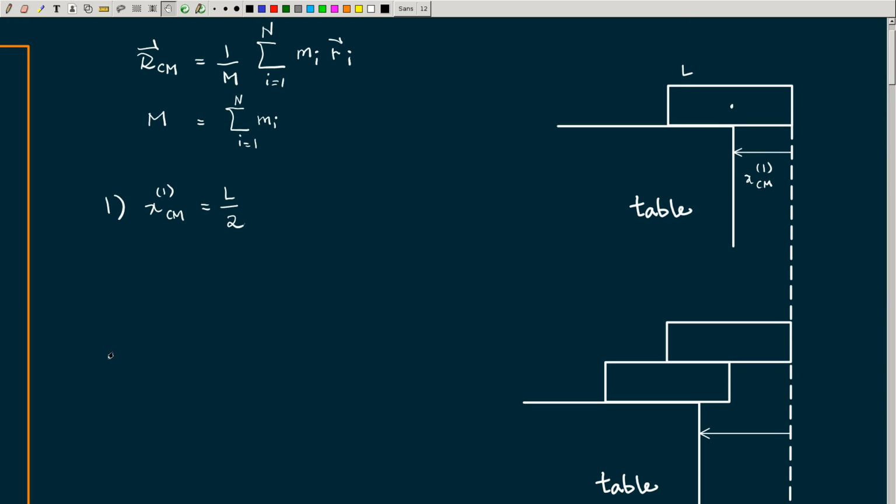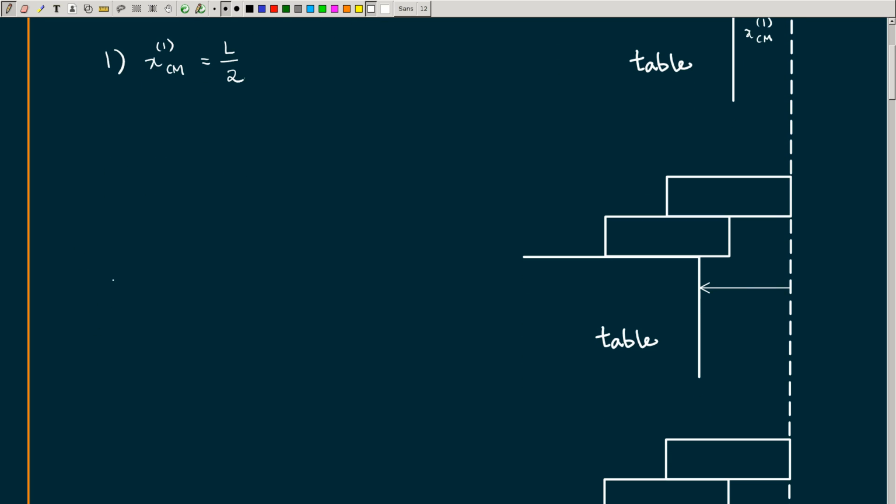Let's get to the more elaborate ones, the two books. Easily, graphically, you can just connect the centers of mass with a line, and because the masses are the same, let's call the masses M, the center of mass will be the center of this line that you connect. So you have an M here, you have an M here, and you connect the line, and the center will be the center of mass, the CM. And XCM2, if you look at this, is at 3/4 of L.